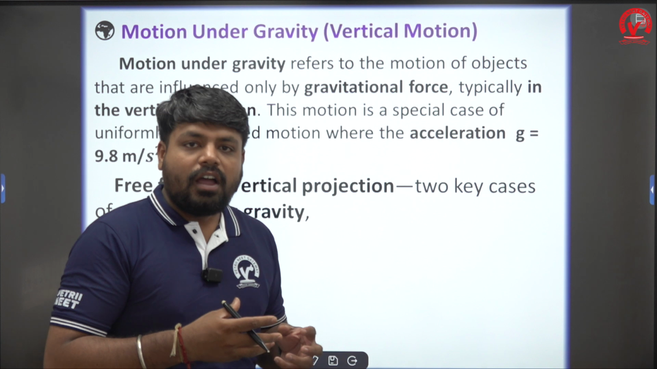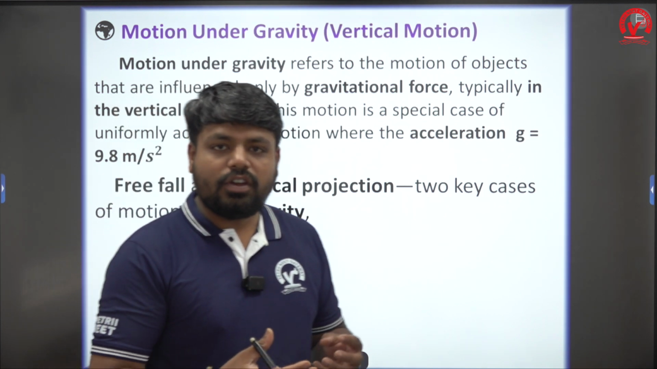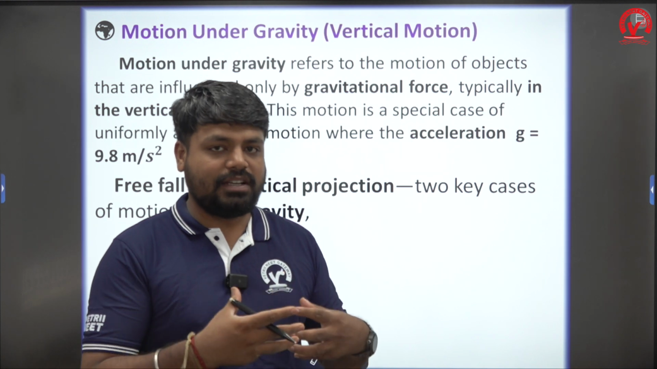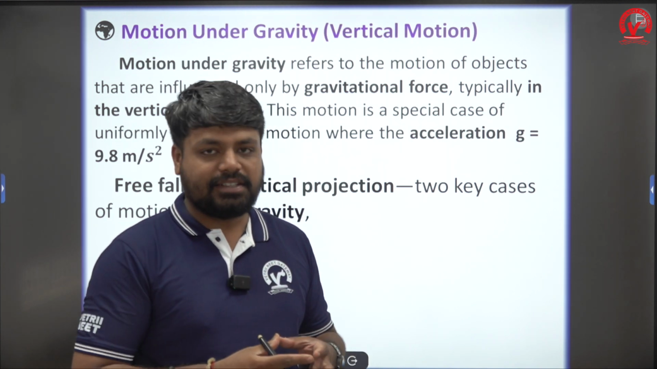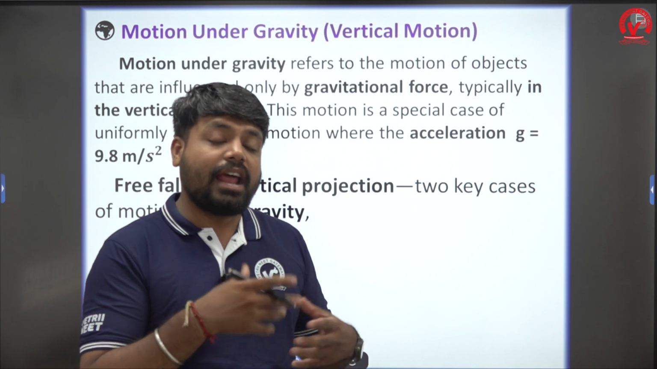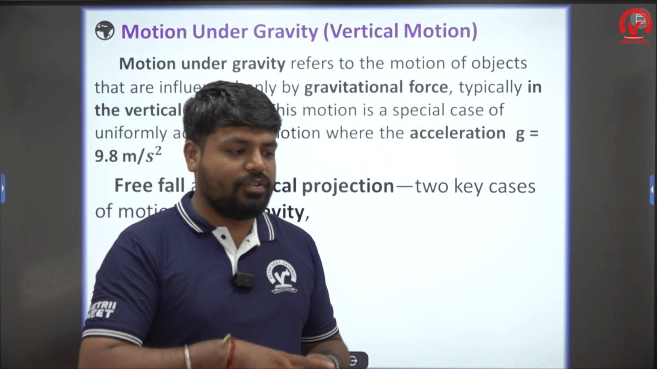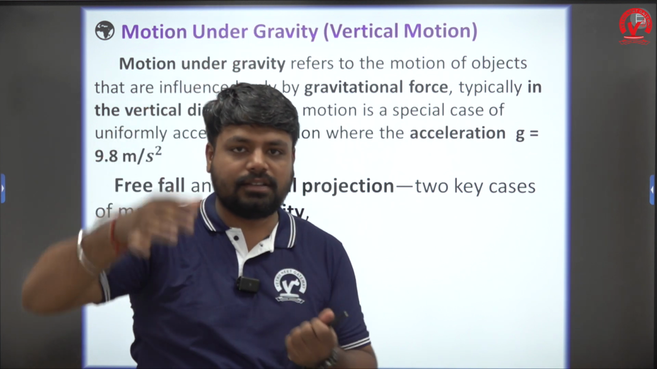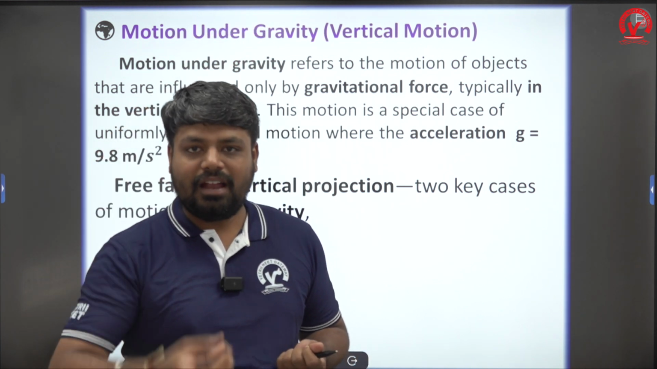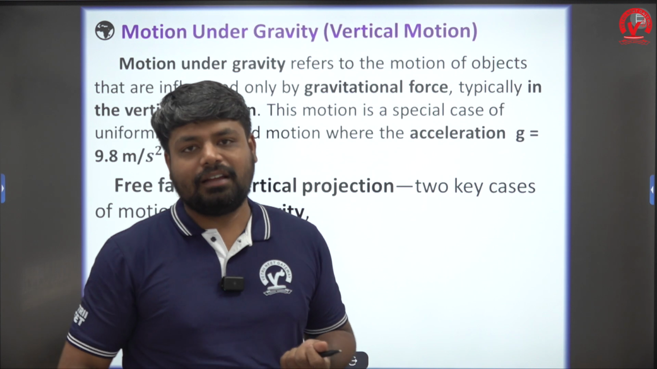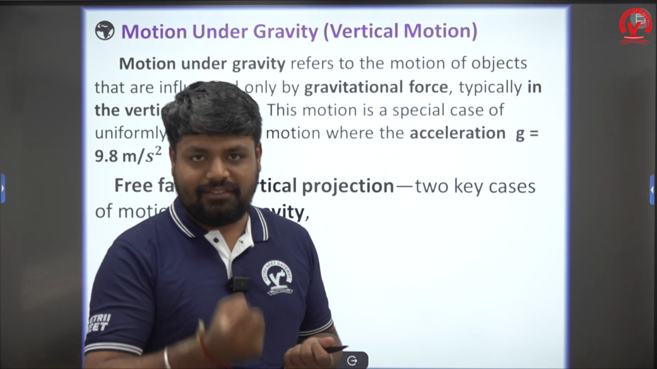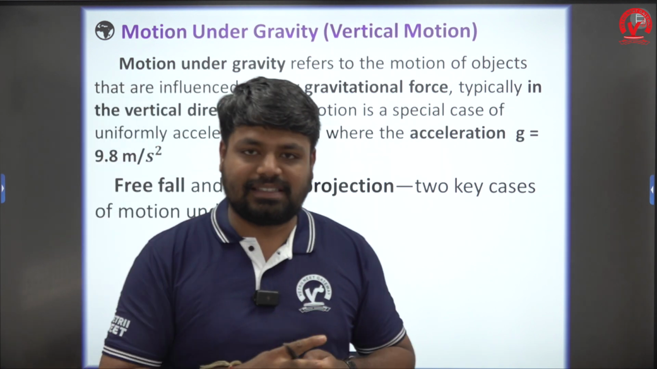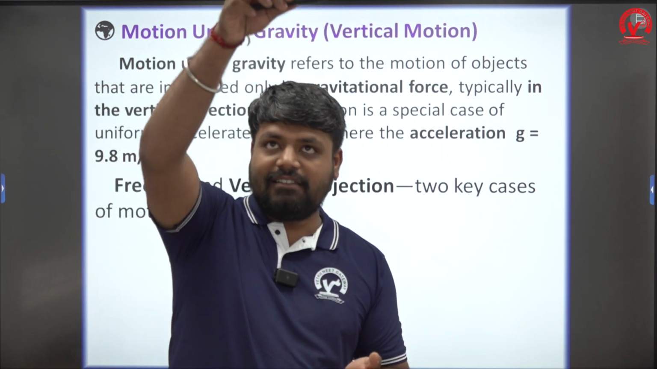So now, is there any object with uniform acceleration that occurs naturally? My question is, does any object undergo uniform acceleration in a straight line naturally? Yes. If I leave this object, what happens? The pen drops down. Who attracted the pen? The earth attracted it. That is due to gravity, right? So the motion under gravity is the best example for uniform acceleration. That also travels in a straight line.